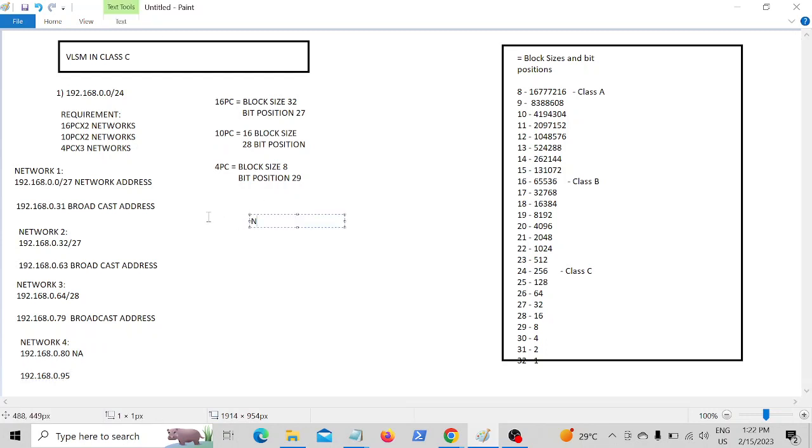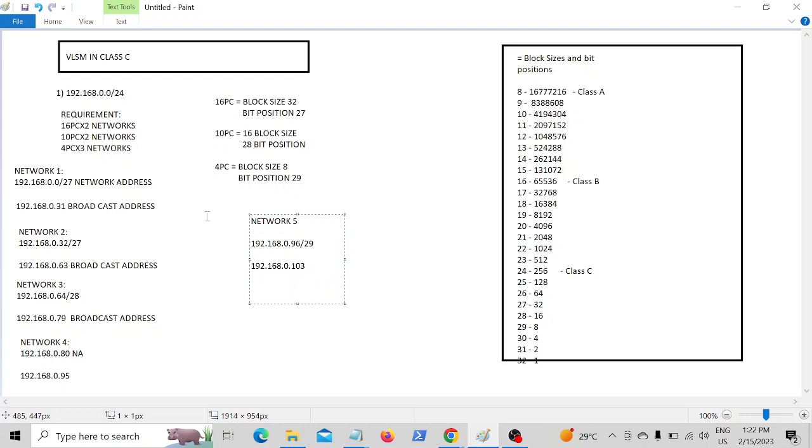Again, I'll explain if you guys are not understanding. Your network 5 will be 192.168.0.96 slash 29. That is the network address. Again, the broadcast address will be 192.168.0.103. That will be the broadcast address.